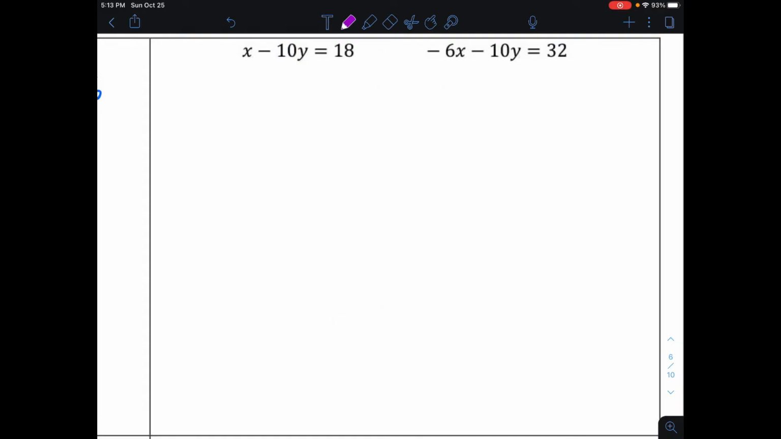Okay, new problem here. We want to solve the system via the elimination method. We have x minus 10y is equal to 18 and negative 6x minus 10y is equal to 32. Well, I'm going to write the two equations on top of one another. So I have x minus 10y is equal to 18.